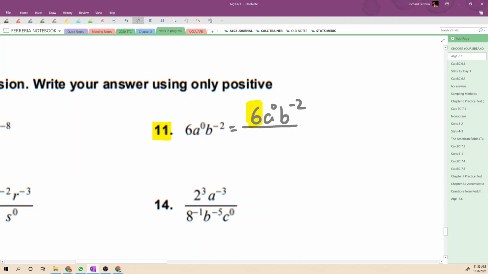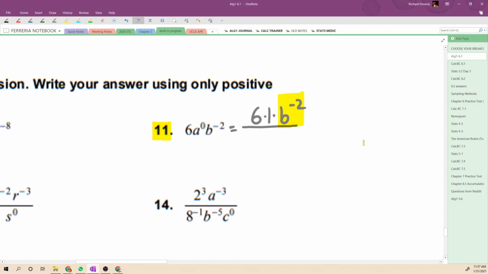Starting with the 6. Now the 6 doesn't have a negative exponent. It doesn't have any exponents at all. So really, it's looking pretty good. We don't have to do anything to 6. A to the 0 power, however, you can see that has a 0 power. And anything to the 0 power can be simplified into 1. Now be careful. I'm going to put multiplication dots around the 1 so I don't accidentally make a 61.